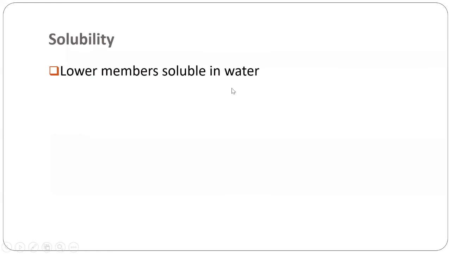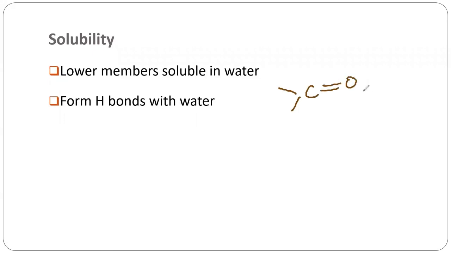Regarding solubility, lower members of aldehydes and ketones are soluble in water because they can form hydrogen bonds with water. Why? The carbonyl group is polar. It cannot form hydrogen bonds among its own molecules, but it can form hydrogen bonds with water molecules. But as the R group becomes larger, when you go to higher members, the alkyl group becomes larger and the non-polar part is large. So the solubility decreases when you go to the larger members.